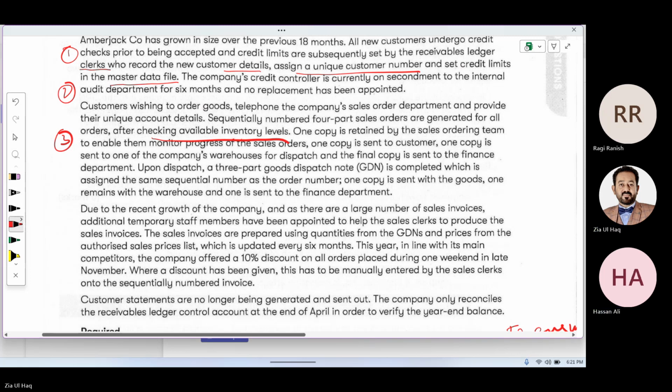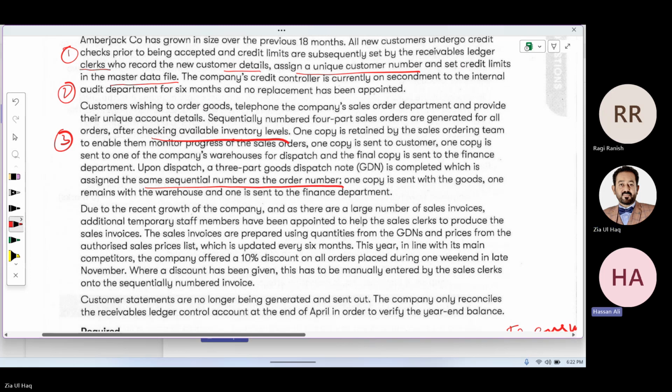Upon dispatch, a 3-part goods dispatch note, GDN, is completed, which is assigned the same sequential number as the order number. You are preparing the GDN with the same number as the order number rather than its own sequential number.